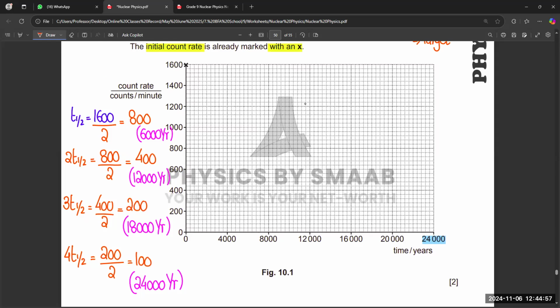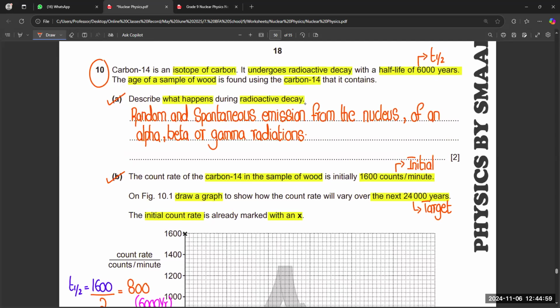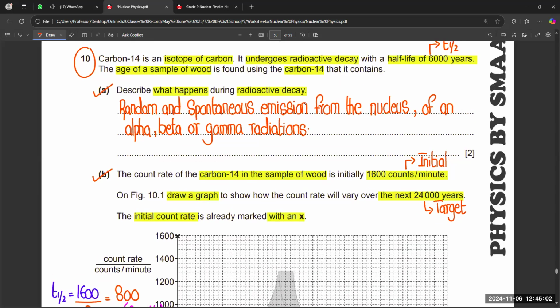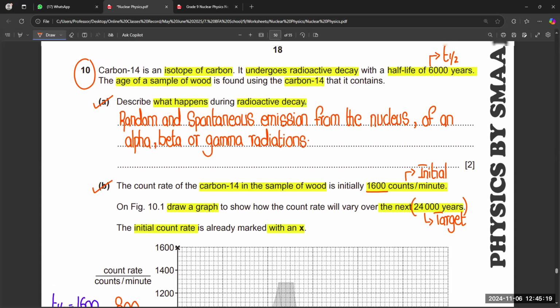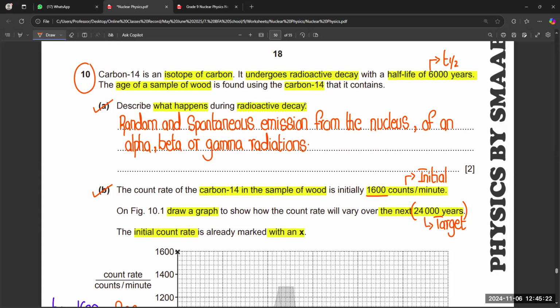Yes, because initially we observe that this element starts to decay from 1600 counts per minute. Okay. So we started from 1600, right? This is our initial value. And according to the question, we need to reach the value of 24,000 years. This is the targeted value. And the half-life is given in the question as 6,000 years. So it means after every 6,000 years, the particles start to decay into half.